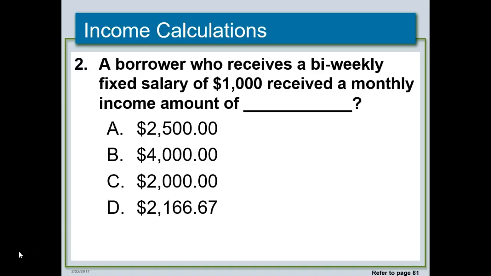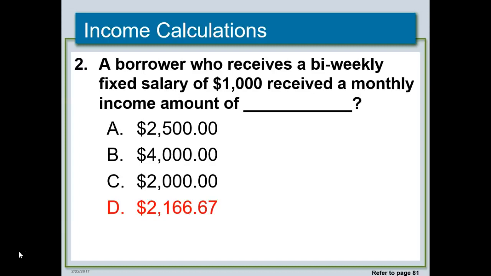What did you come up with? Biweekly. It would be D. 1,000 times 26, because there's 26 biweekly pay periods, divided by 12.